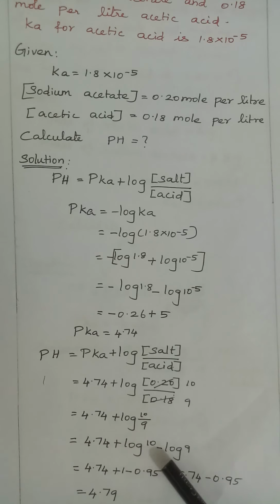So 4.74 plus log 10 by 9, that means log 10 minus log 9. Log 10 base 10 is equal to 1. Log 9 value is 0.95. So 4.74 plus 1 is 5.74, and 5.74 minus 0.95 is equal to 4.79. That is the pH value.